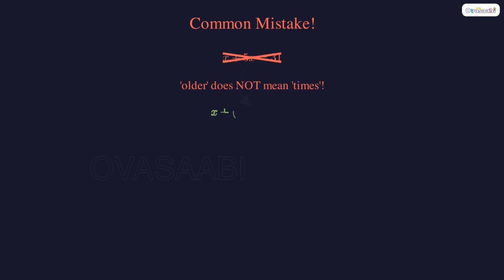Common mistake. Students confuse more than with times. 5 years older means plus 5, not times 5. Read the problem twice. Ask yourself, am I adding or multiplying?